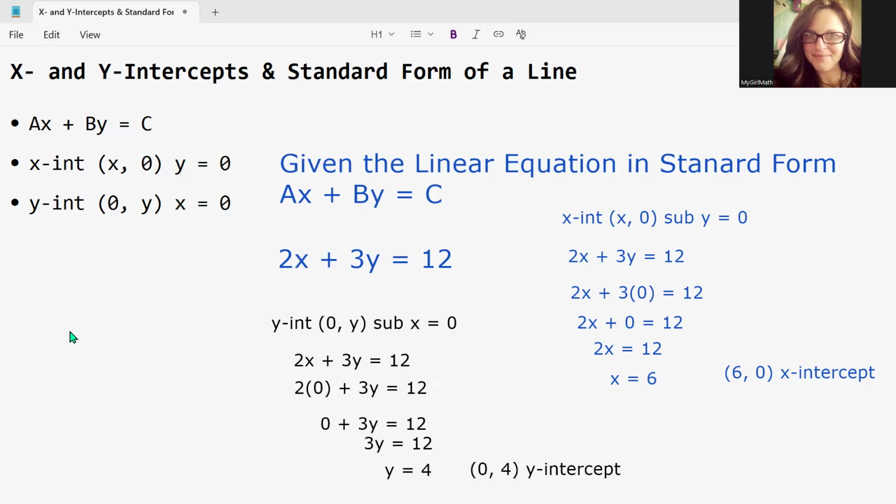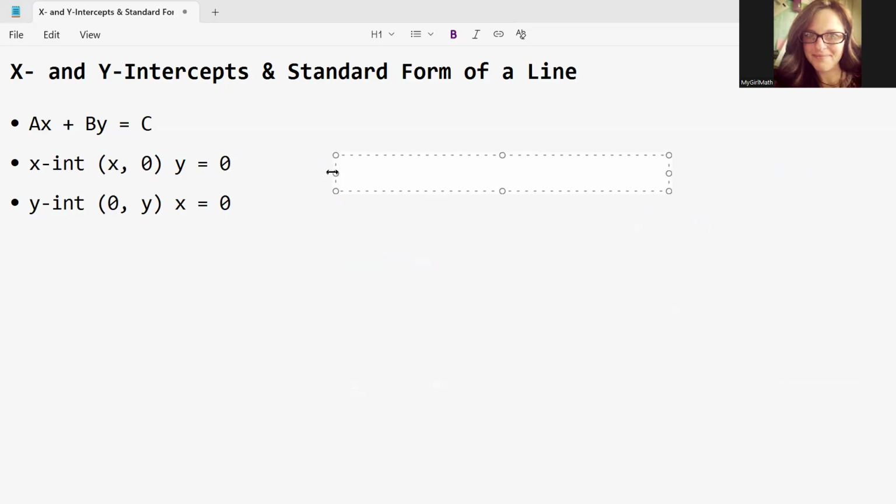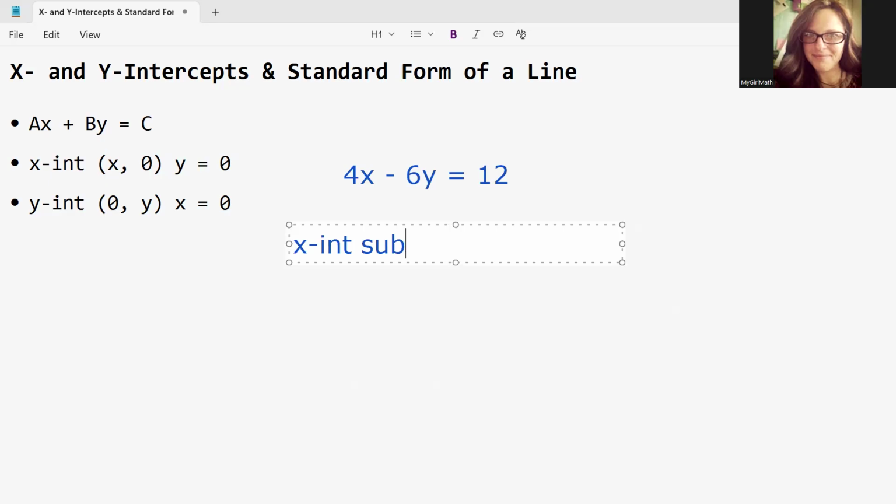Let's find the x and y-intercept of the linear equation 4x minus 6y is equal to 12. Once again, we have a linear equation in standard form. To find the x-intercept, we'll substitute 0 in for y. Substituting 0 in for y.